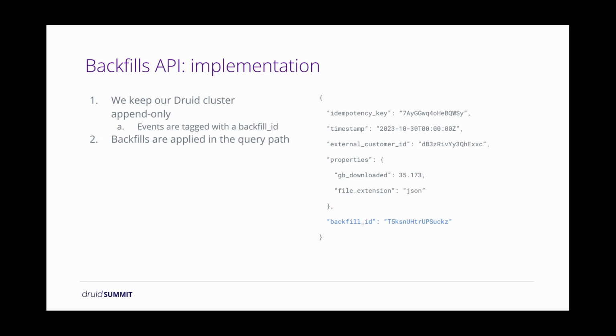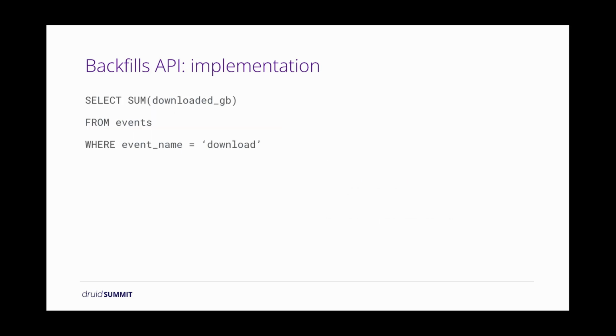Instead, we tag each event with an optional backfill ID. If you ingest an event as part of a backfill, it gets tagged with the corresponding ID. This allows us to apply the backfill on the query path instead. To illustrate what I mean by applying on the query path, let's use an example. You might remember the billable metric we defined for the gigabytes downloaded price. It's simple, just the sum of downloaded gigabytes.